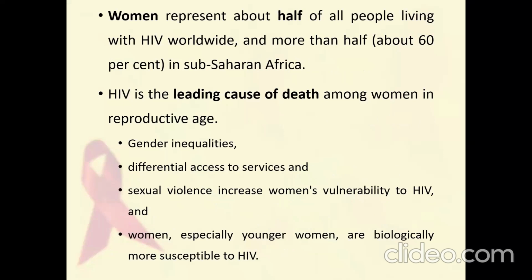Women represent about half of all people living with HIV worldwide, and more than half in sub-Saharan Africa. So more cases are in sub-Saharan Africa. HIV is the leading cause of death among women of reproductive age. Why? Because gender inequalities, differential access to services, and sexual violence increase women's vulnerability to HIV, and women, especially younger women, are biologically more susceptible to HIV. So these are the reasons why the leading cause of death in women of reproductive age is high.